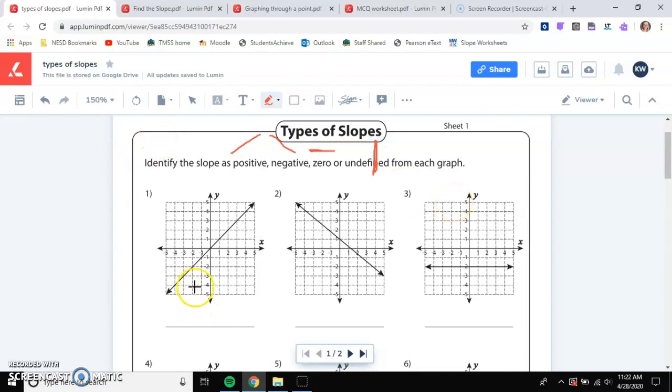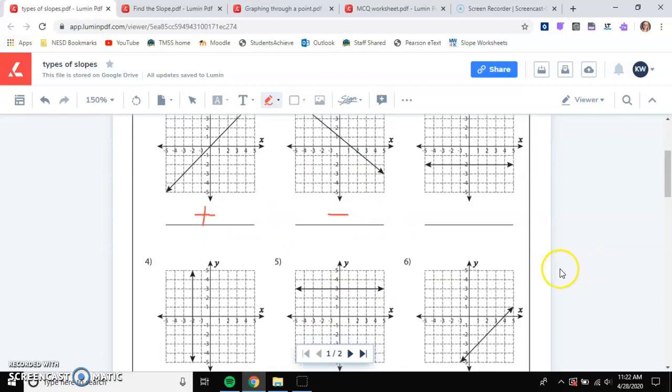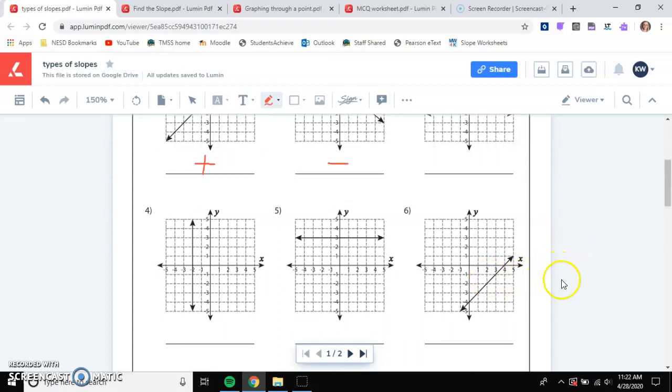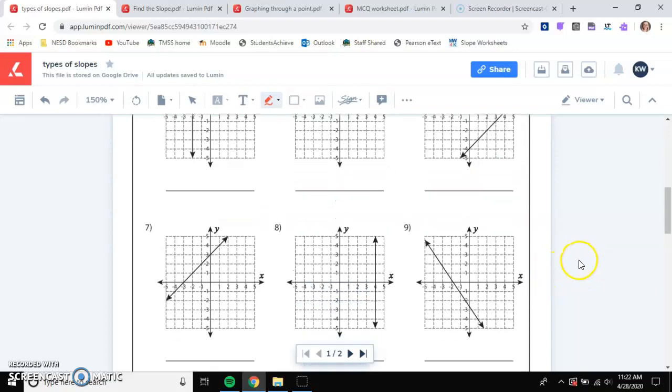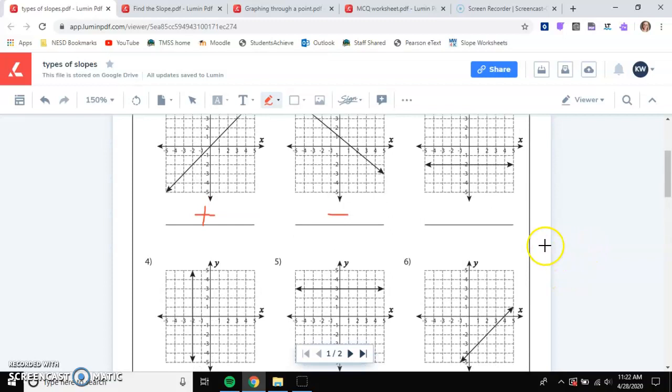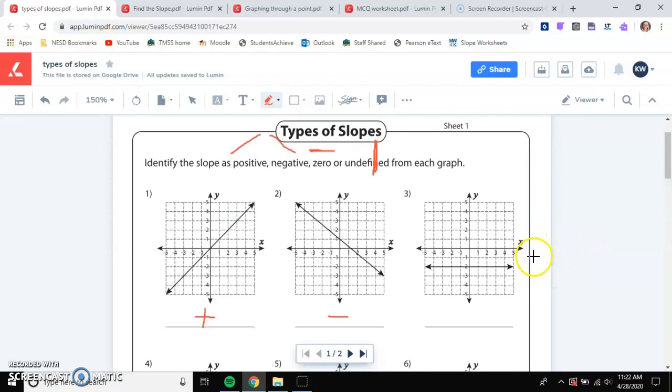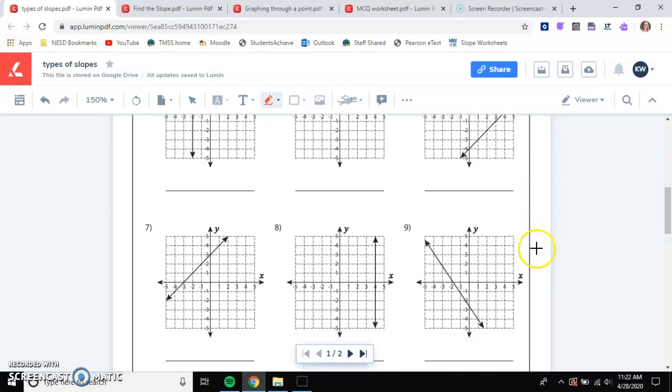Okay, so you're going to identify as positive, negative, 0, or undefined for each graph. So the first one is positive. The next one is obviously negative because it's going downhill. And then I'm going to leave you to do 3, 4, 5, 6. Honestly, on this first paper, you might as well do 7, 8, 9. You might as well do all the questions on the first sheet because it's super easy and quick.